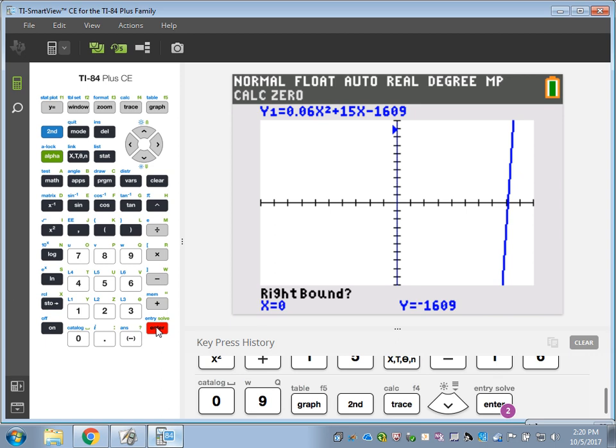Now, because this starts off as a negative, we need to move the right bound until we cross over the x-axis, which means that we're going to look for, in this case, a positive value here. So the rule of thumb I kind of want you to think of is we're going to move this right bound before we even set it, and we're going to keep going until the sign switches. So right now it's negative 1609. We're going to hit our right button. It's going to be a whole bunch of times because of where we're starting. Don't go too much overboard.